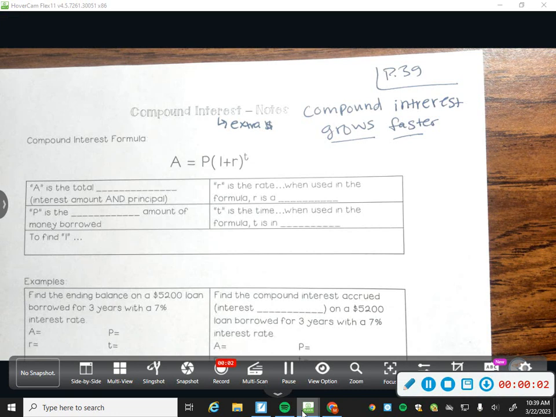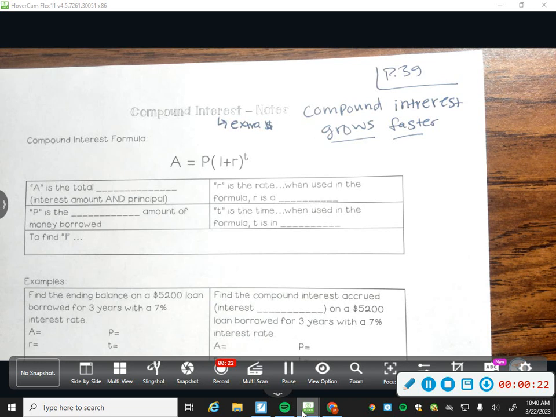Today we're going to continue talking about interest, but today we'll talk about compound interest. Compound interest grows faster than simple interest, and I'll talk about that in a minute. First, interest is still extra money. Even though it's compound interest today, it's still the extra money that's getting paid. So compound interest grows faster.